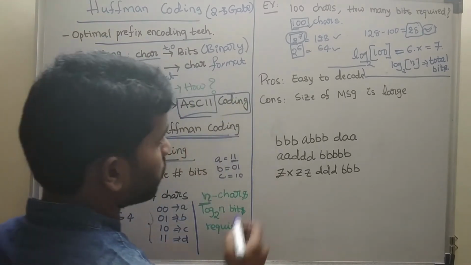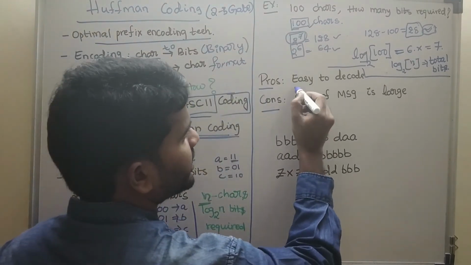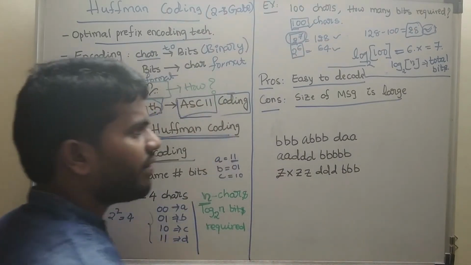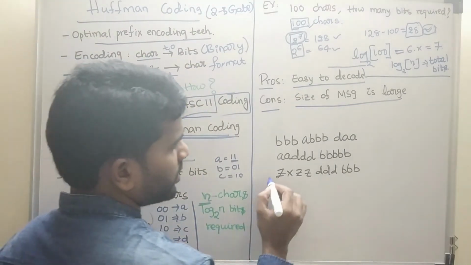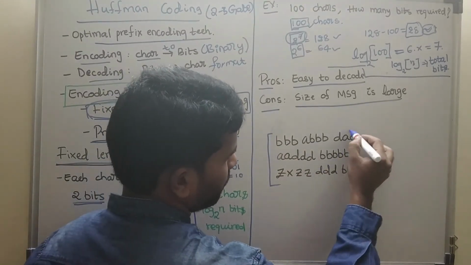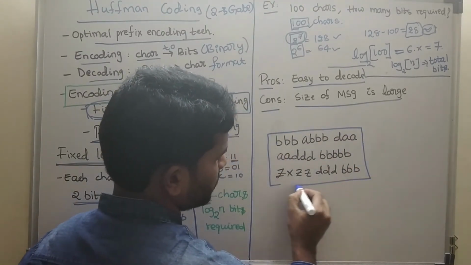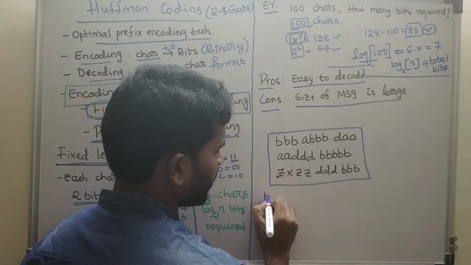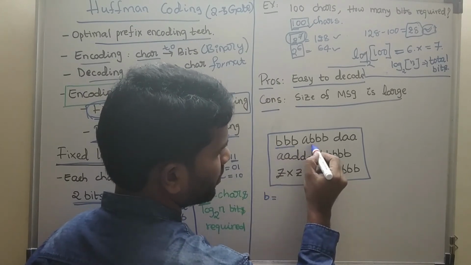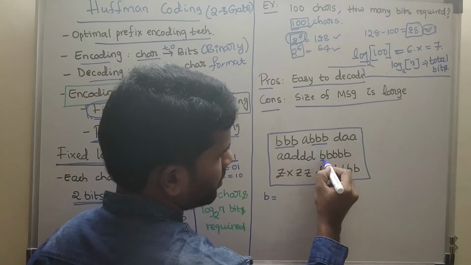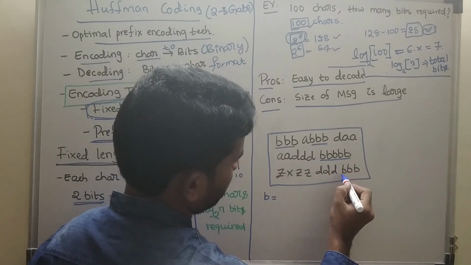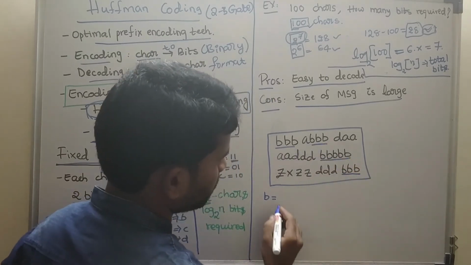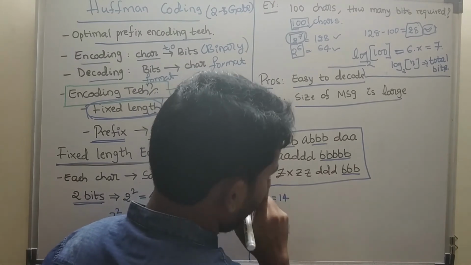Here we'll see the pros and cons. Pros: it's very easy to decode. Cons: the size of the message is very large. See, this is the message I have. This is the message I sent to someone, or received from someone. If you count the B's, how many B's are there? 3, 6, 11, and 3 more, 14. So you will get 14 B's.